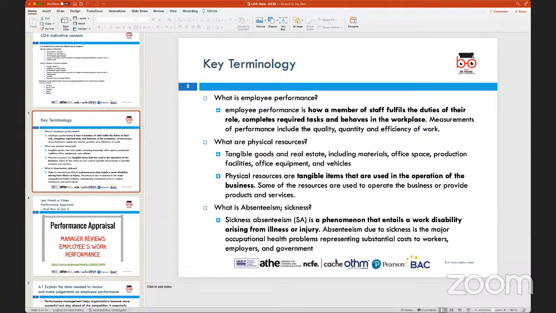I want to look at the base definitions or understandings of what it means when I talk about employee performance, and what it means when I talk about physical resources. Not that we are not aware of them, but just generally doing a bit of a refresh in terms of what is employee performance. Because this particular point comes across a couple of times during the discussion of this learning outcome, it is important to understand where and how important employee performance is within any business organization that we talk about.